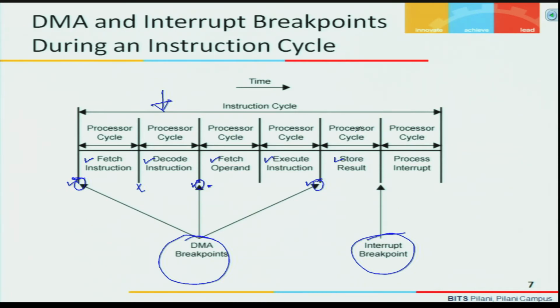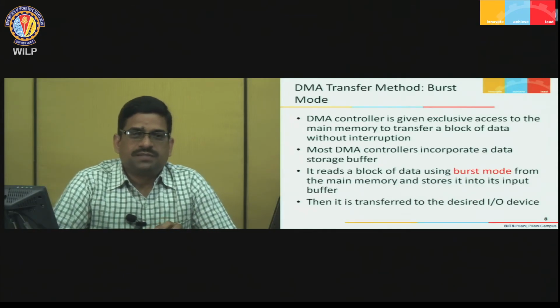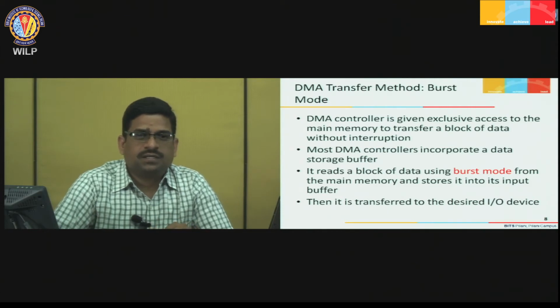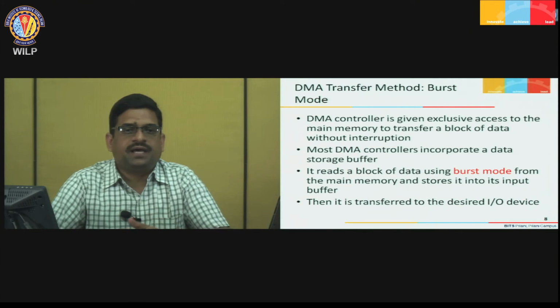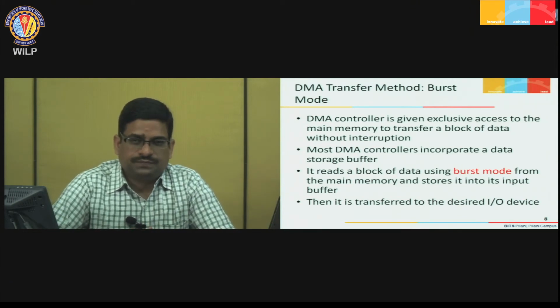But in case of the DMA, it can be done in a faster manner. So DMA is usually better for a large amount of data transfer. The second mode, so that is the one cycle stealing mode: one cycle from the instruction cycle it can take, and then it can use this cycle for the transfer.